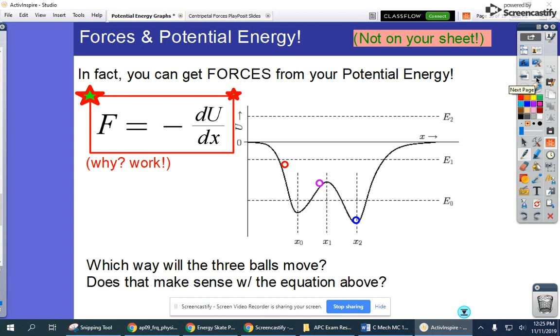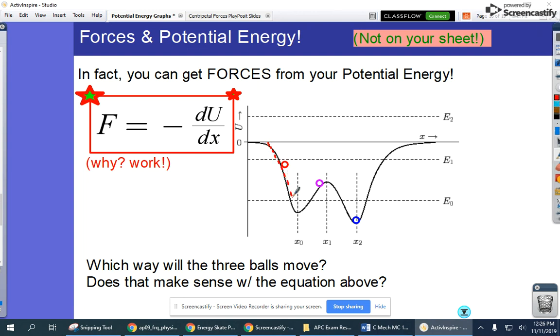It turns out that you can actually know the force from your graph. And it turns out that the force is going to be the negative derivative of your graph. Before we say why this works, let's just check to make sure it does. So if I take my red ball here, my derivative here is already negative. It's a negative slope. So that tells me that my force should be positive. Well, that makes sense, because what's my red ball going to do? It's going to want to roll downhill. It's going to want to go in the positive direction.